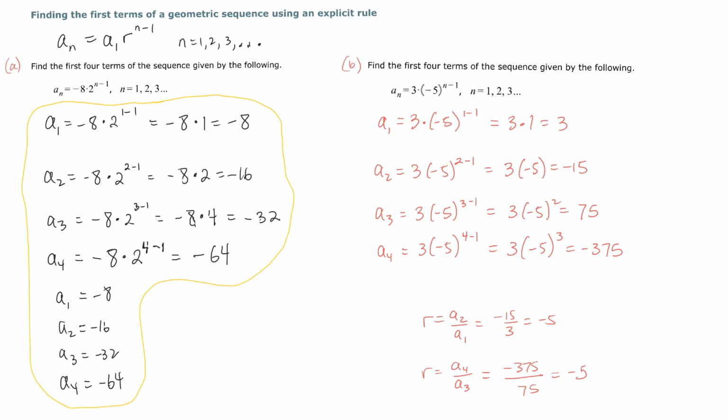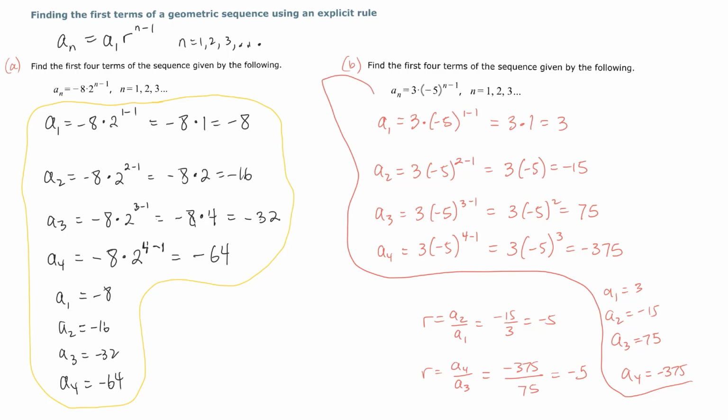All right. Well, I forgot to summarize my numbers. I apologize. Let's summarize our numbers. A sub 1 is 3. A sub 2 is negative 15. A sub 3 is 75. And a sub 4 is equal to negative 375. The checking was just for my amusement. And so, there you go.